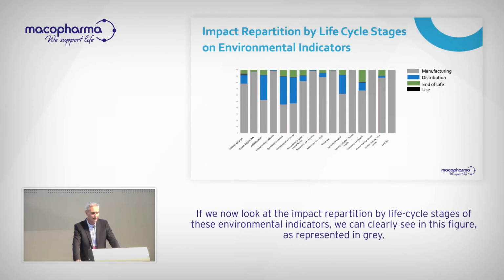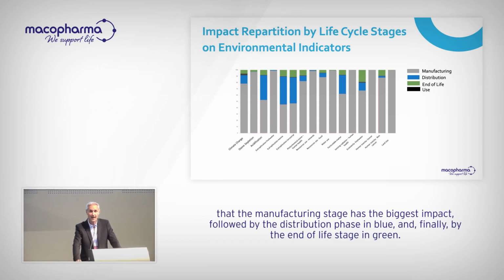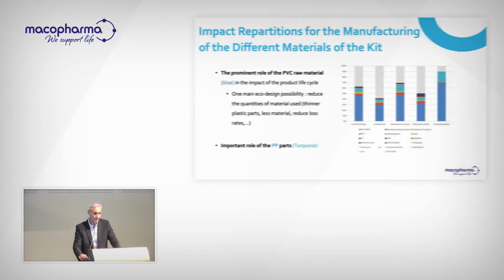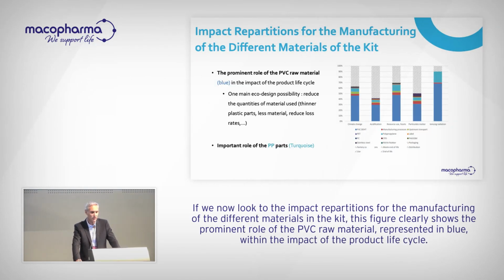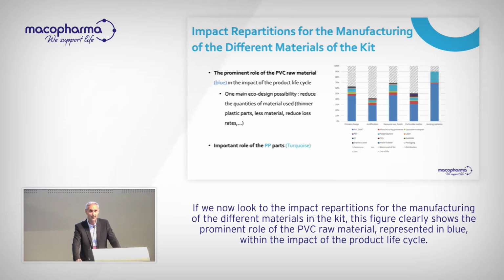If we now look at the impact repartition by life cycle stages on these environmental indicators, we can clearly see in this figure, as represented in gray, that the manufacturing stage has the biggest impact, followed by the distribution phase in blue, and finally by the end-of-life stage in green. If we now look at the impact repartition for the manufacturing of the different materials of the kit, we can also clearly see in this figure the prominent role of the PVC raw material, represented in blue, in the impact of the product life cycle.